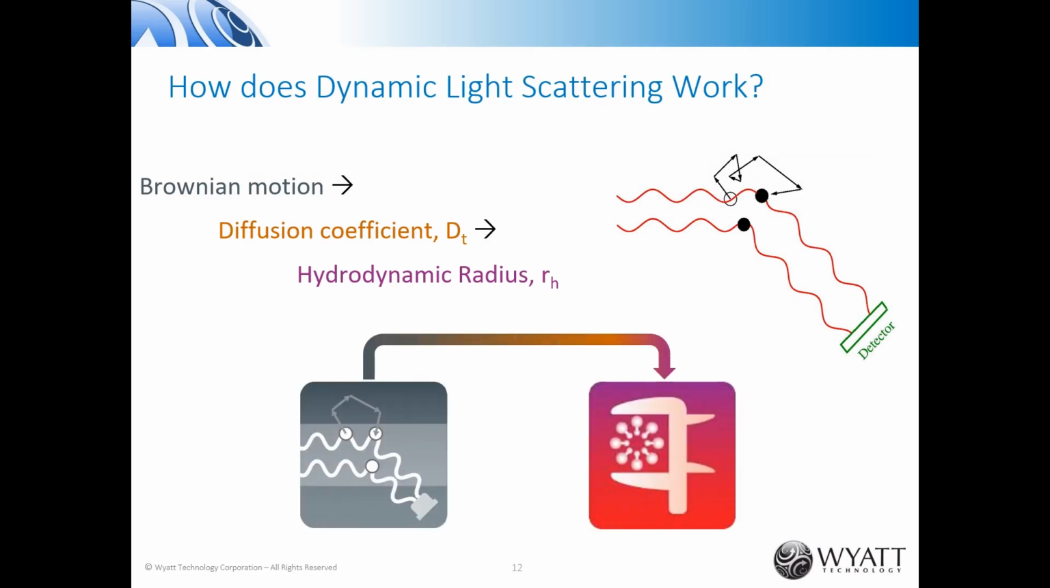So what does dynamic light scattering do? Well, it measures the Brownian motion of small particles in solution by analyzing the changes of scattered light as it passes through the sample. The fluctuations to the light intensity can be used to calculate the diffusion coefficient and the hydrodynamic radius.